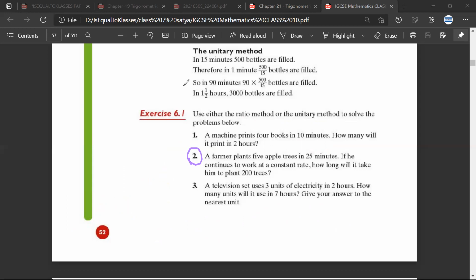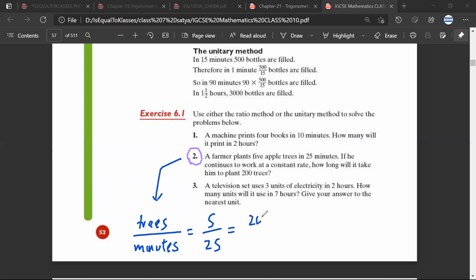So this also I did in ratio method. Yeah, it is absolutely okay. What should I write first? So it will be trees upon minutes. Trees upon minutes. So 5 upon 25 and 200 upon x.